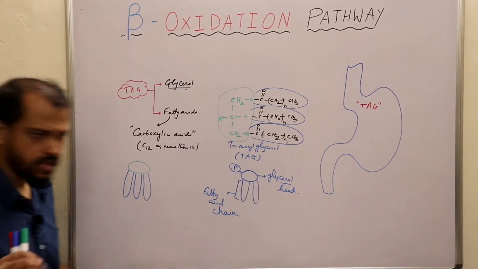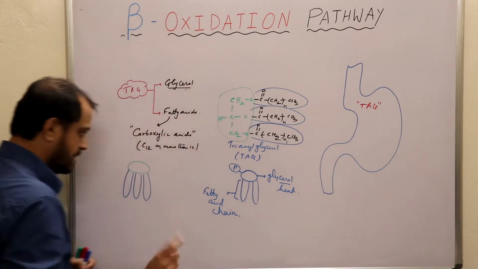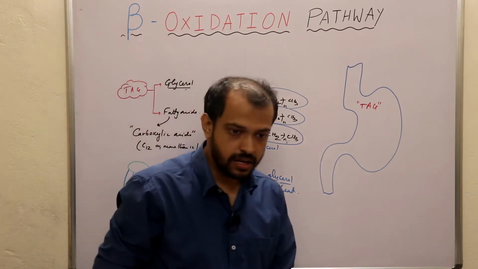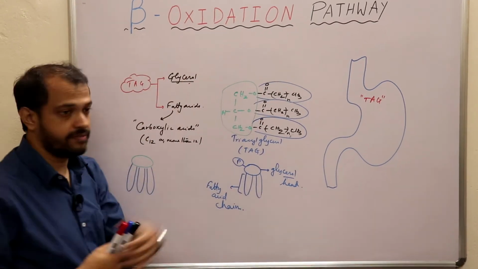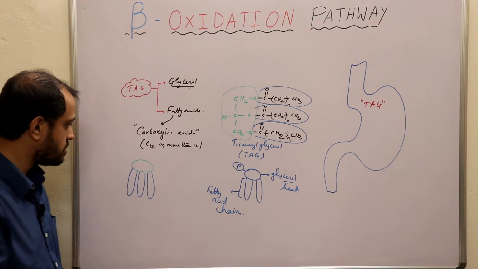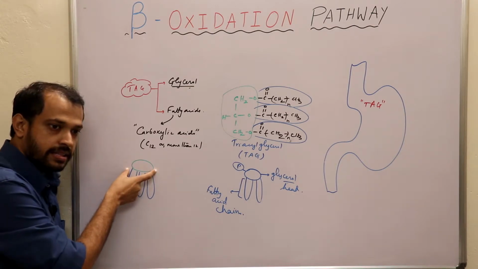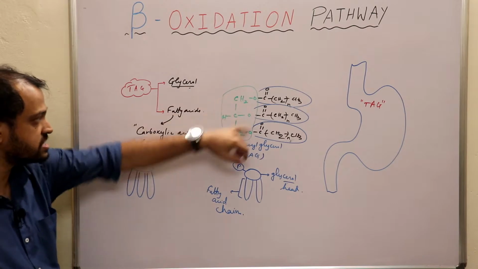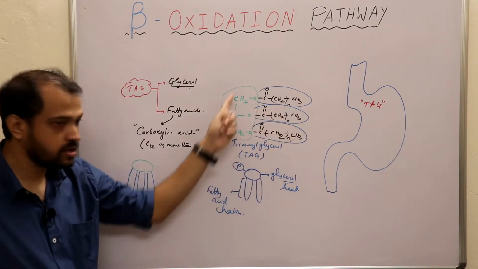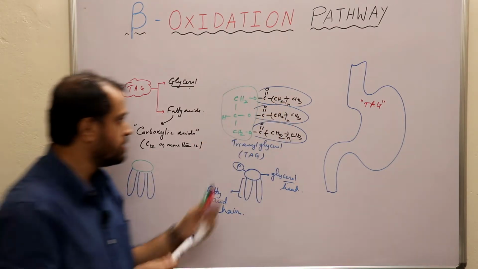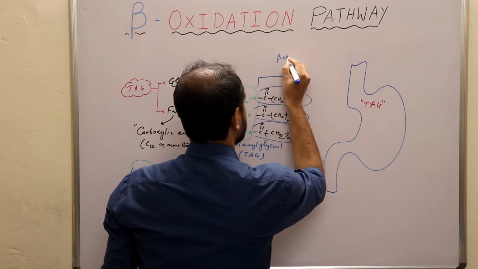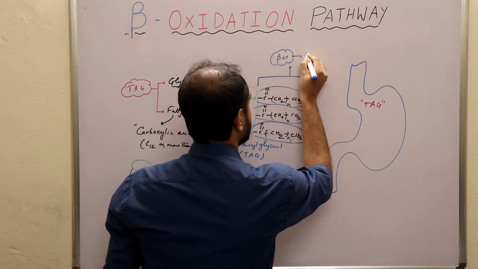Now we should always understand that we are talking about beta oxidation of fatty acids. That means we are talking about the beta oxidation of these chains, not this. We will have to exclude this part and use these parts to extract ATP, to give rise to ATP.